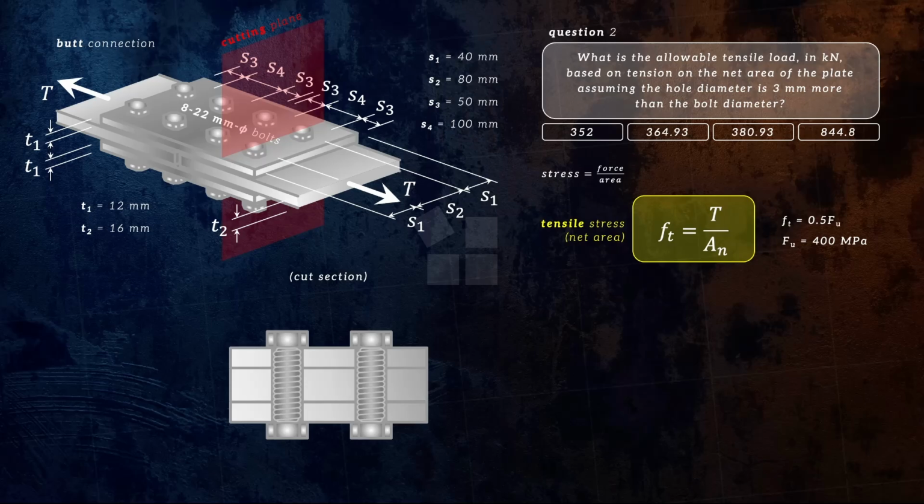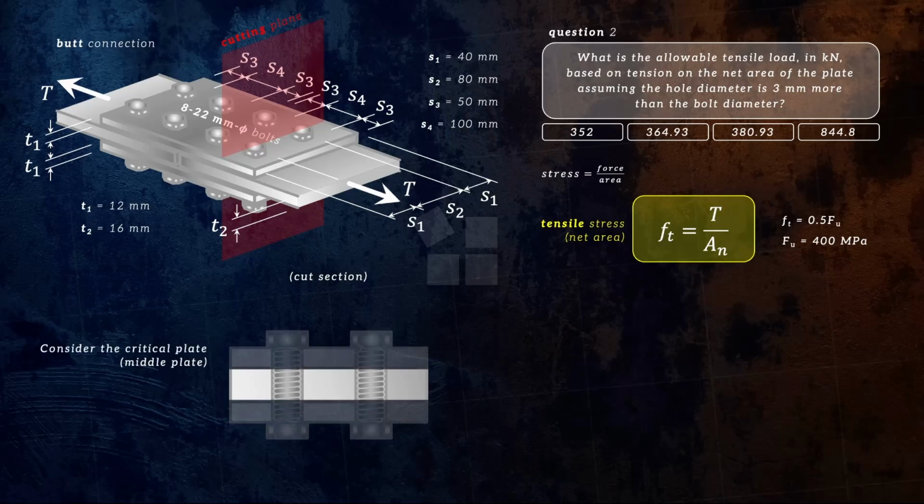in our connection. The thickness of the middle plate is still significantly less compared to the thickness of the top and bottom plates. Therefore, our critical plate would still be the middle plate, which we will still consider in solving this question. Now, we can see where the net area is. Net area, because it is the area left from the covered area of the holes for the bolts.